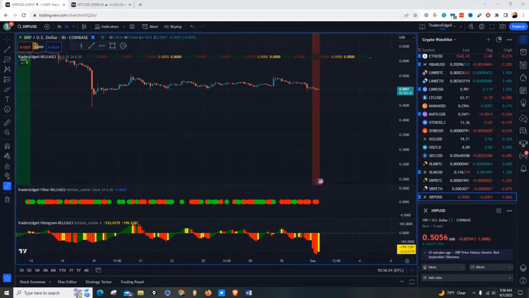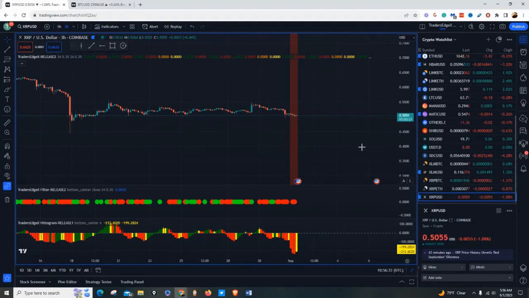All right, everybody. So that's XRP. You guys getting this? Here we go. So right now we're just entering our cycle. Not much going on. There's no selling yet.